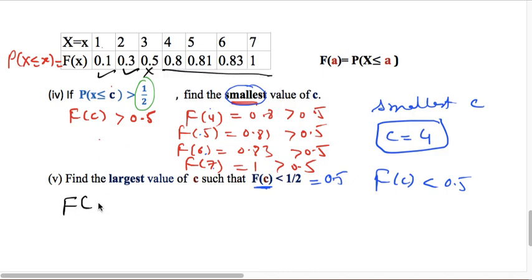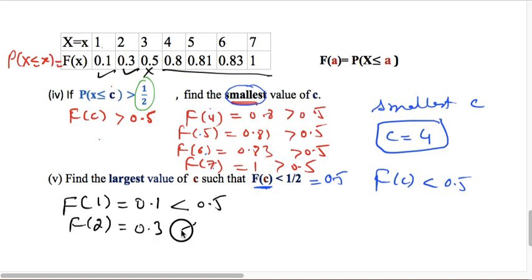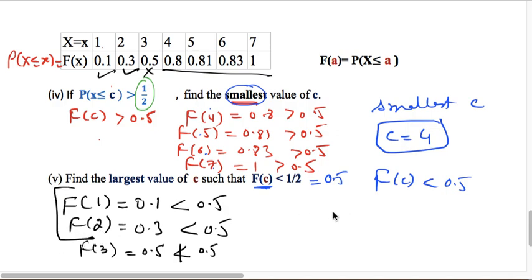F of 1, which is equal to 0.1, yes, it is strictly less than 0.5. F of 2, which is equal to 0.3, it is strictly less than 0.5. And after that we don't have any, because if I say F of 3, which is equal to 0.5, it is not strictly less than 0.5, it is equal to 0.5. So we look for strictly, it means only these two values are eligible. So we have to find the largest. So largest c is equal to 2.